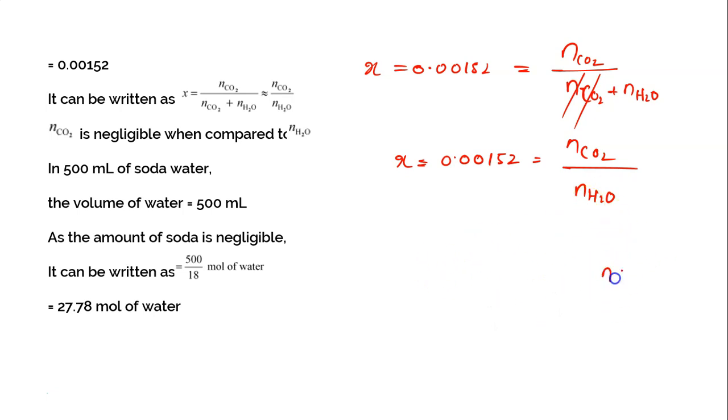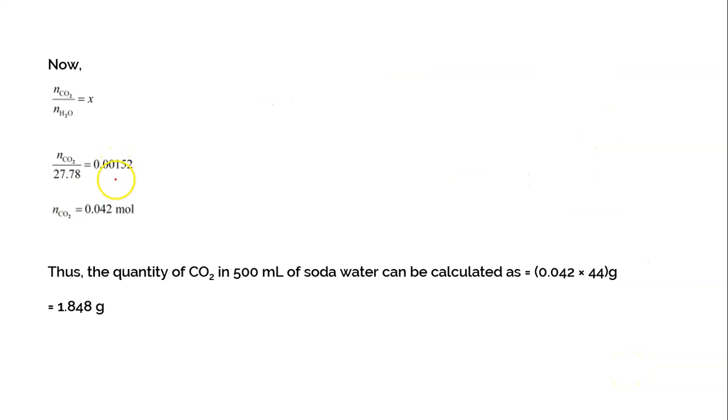You know that number of moles is nothing but weight by gram molecular weight. And you know that you have 500 ml of water and the molar mass of water is 18, so you can calculate it from there. When you know the moles of H2O and the X value, substituting these two values in the formula, you can calculate the number of moles of CO2. And the number of moles of CO2 is equal to 0.04.